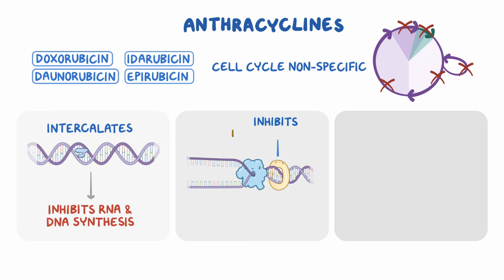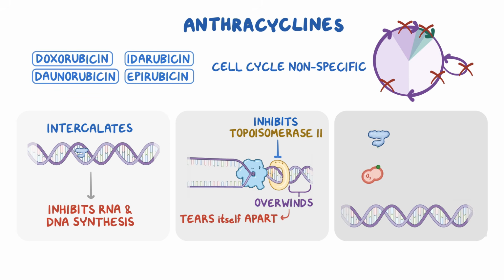Anthracyclines also inhibit topoisomerase 2, and thus DNA will overwind during replication until it tears itself apart. In addition, anthracyclines also produce free oxygen radicals that damage the DNA strand, but they need to bind to iron found in the tissues to do so.